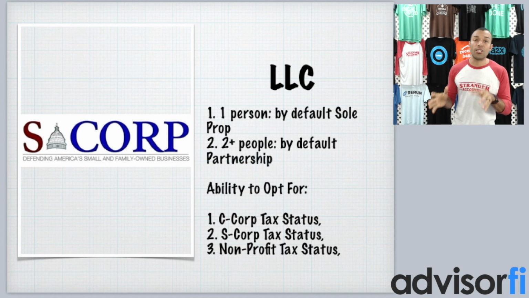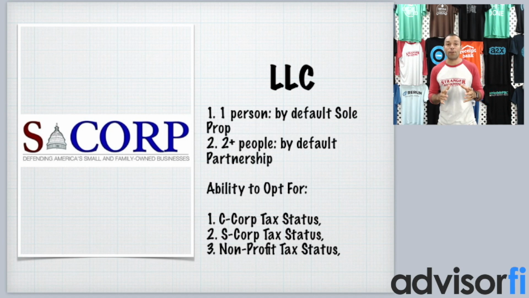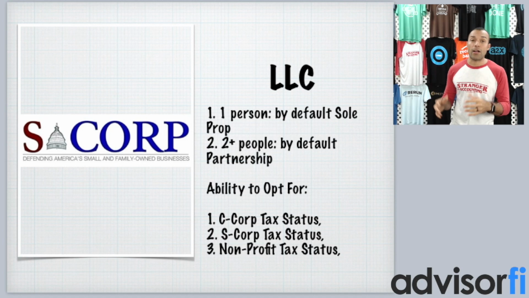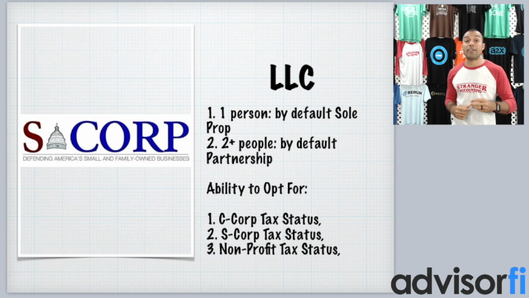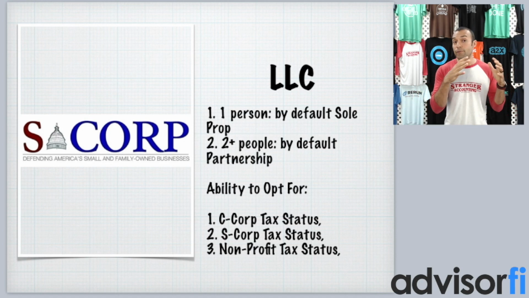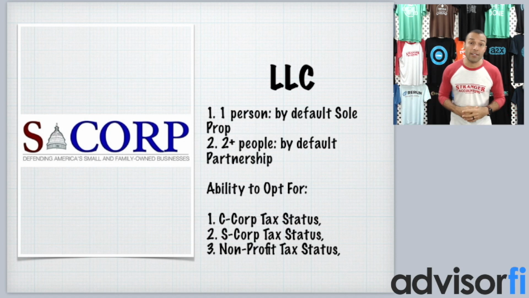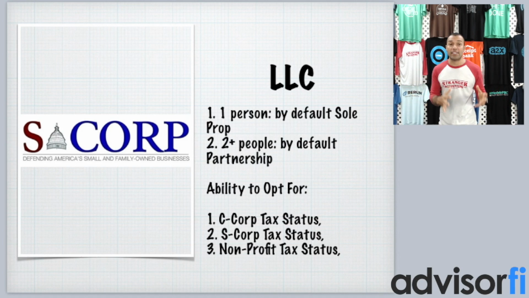Now, what's good about the LLC is even though by default, if one person owns it, you're a sole prop, and two or more people own it, you're a partnership, you have the ability to opt out of it. You have the ability to opt out into 3 other areas of tax classification. Number 1, you can opt into a C-Corp. So there are LLCs taxed as a C-Corp.